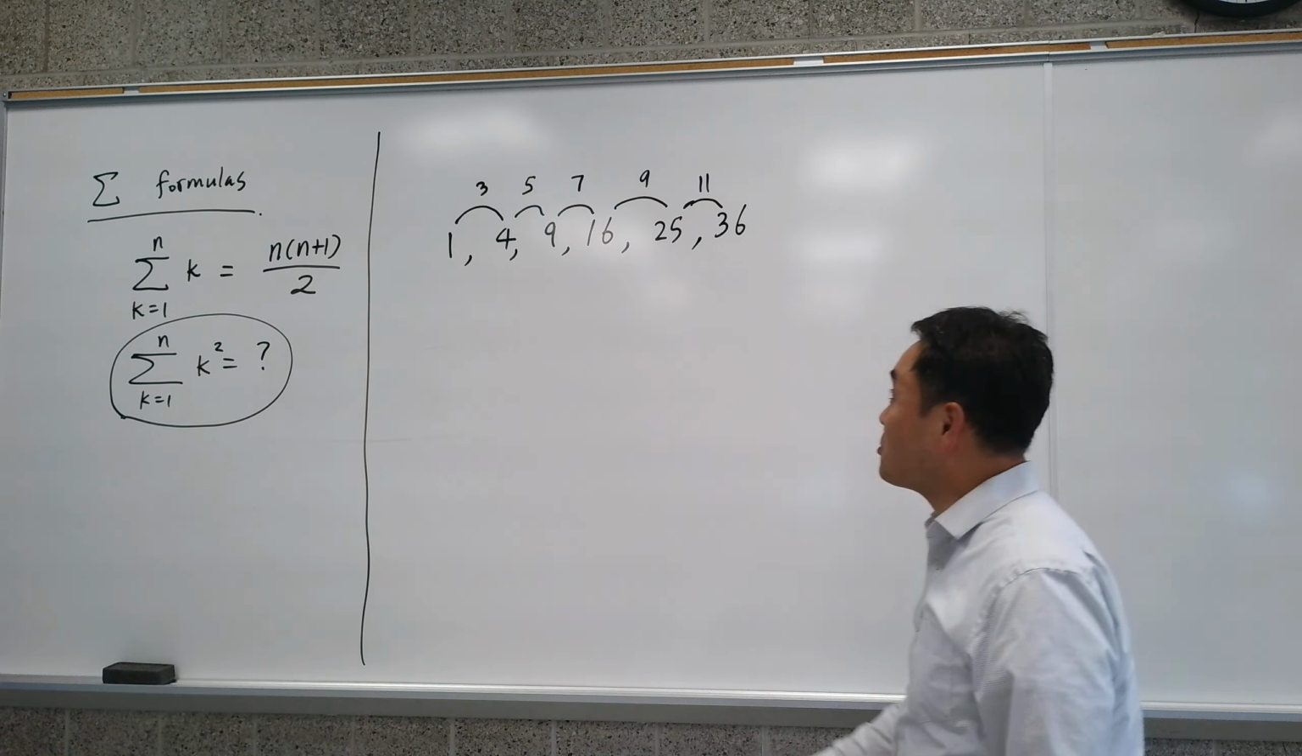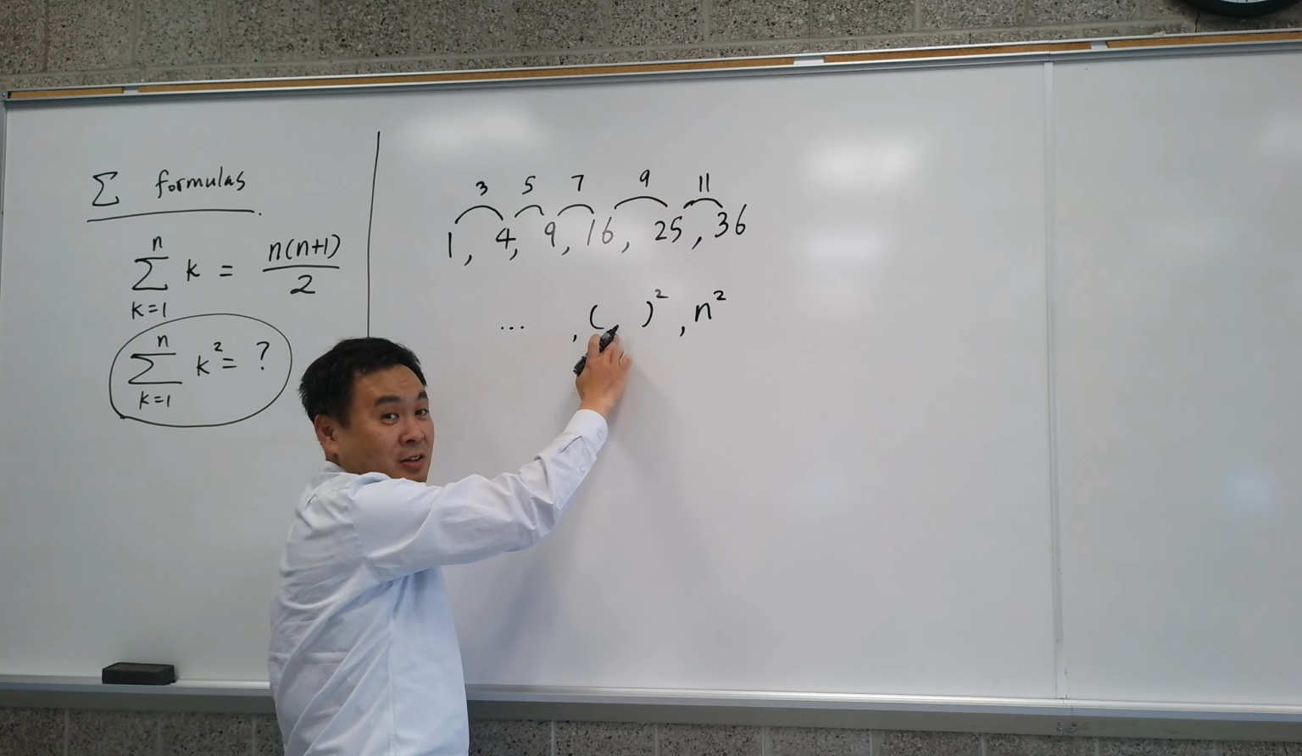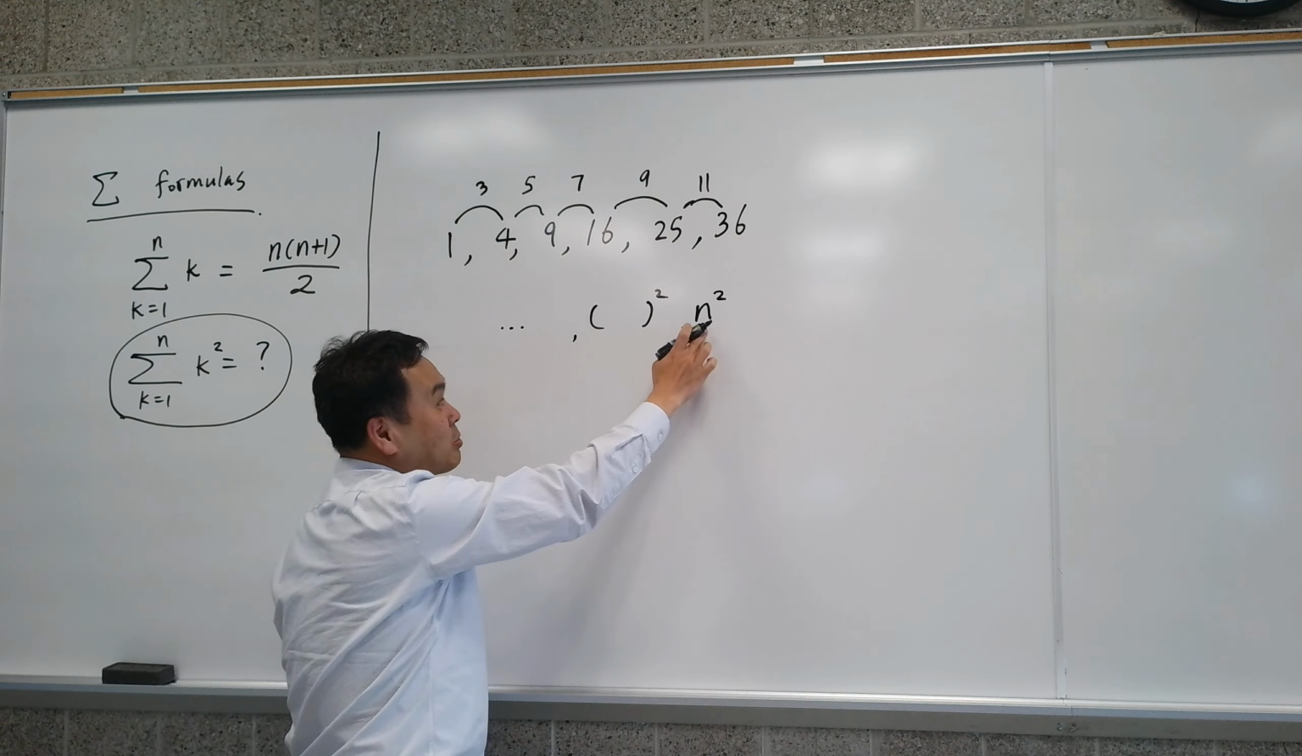So in general, here's what's happening. If you have n squared, that's where it ends, and the one before it will be what squared? What goes here? One before. What's one before n? N minus 1. N minus 1. So you have n minus 1 squared, right? And the difference between these two, well, let's see.